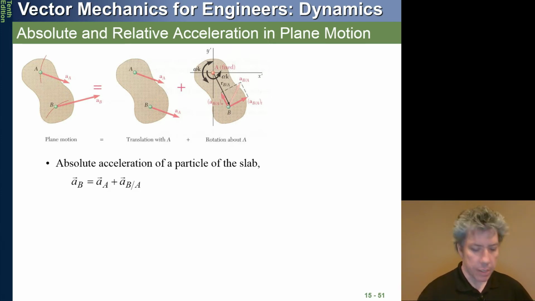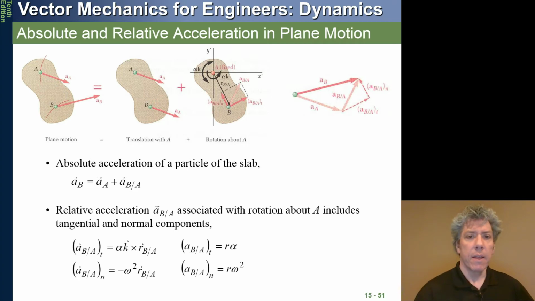What's so nice about this is that the acceleration of point B with respect to A, that relative acceleration term, will always break down into two pieces. One piece will be a normal acceleration pointed back to the reference point, which is point A, and an acceleration that is a tangential acceleration that is directly related to the angular acceleration of the body. So this always breaks down really nicely. That second term, acceleration of B with respect to A, is always the sum of a normal and tangential acceleration. And that's what you're looking at in the vector triangle over there.